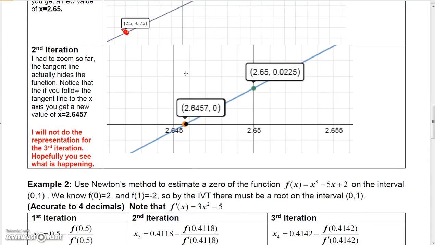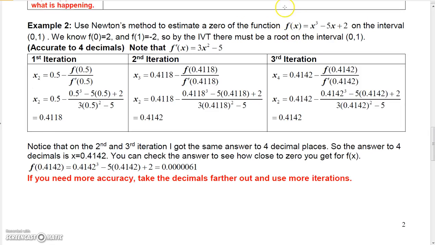Well, then I did it again. So at 2.65, that was actually up here on the function. You can hardly see the tangent line because the lines are so close to one another, but the tangent line crosses the x-axis at 2.6457. And since the third representation is so close, I won't do that. But you can see where that tangent line crosses the x-axis is pretty much the same place where the original graph crossed the x-axis.